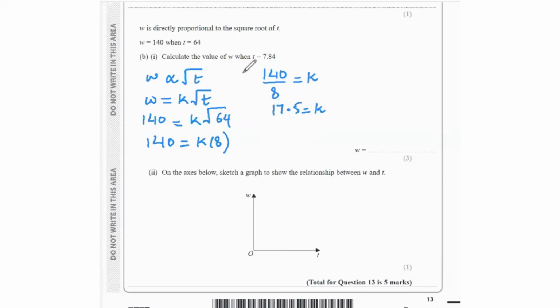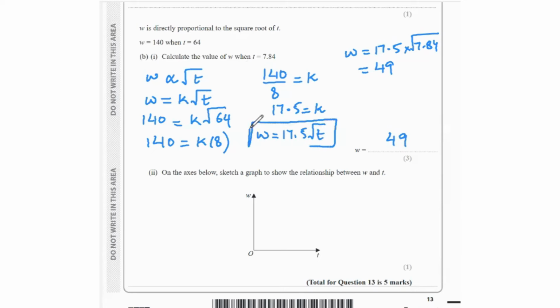So we have to calculate the value of W when T is 7.84. So W equals 17.5 times the square root of 7.84, sorry, which gives us 49. That is the value of W when T is 7.84. Let me just write the equation over here. W equals 17.5 root T. That is the equation that we're using.